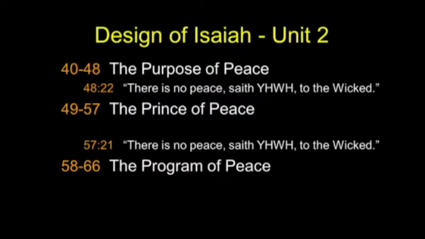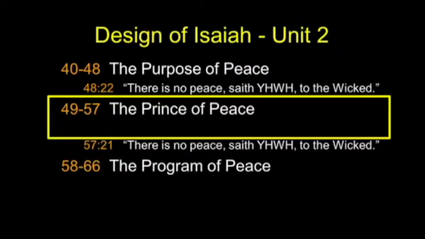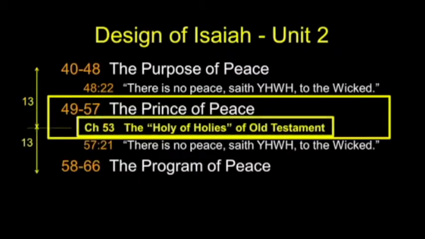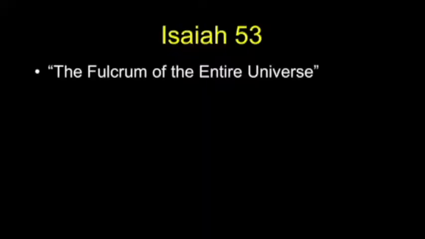But right in the middle of this unit is the chapter that we're going to explore in the next two sessions, chapter 53. It's interesting that it's called by many people the Holy of Holies of the Old Testament. And it happens to be 13 chapters in from the beginning of the unit, and it's 13 chapters left to the end. It's literally in the middle of Unit 2 of Isaiah. And Isaiah 53, I'm calling it the fulcrum of the entire universe, and that may sound a little heady, but you'll see why before we're through.